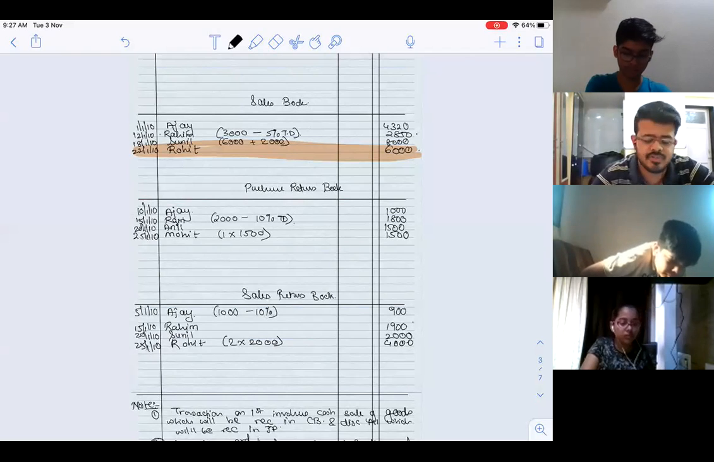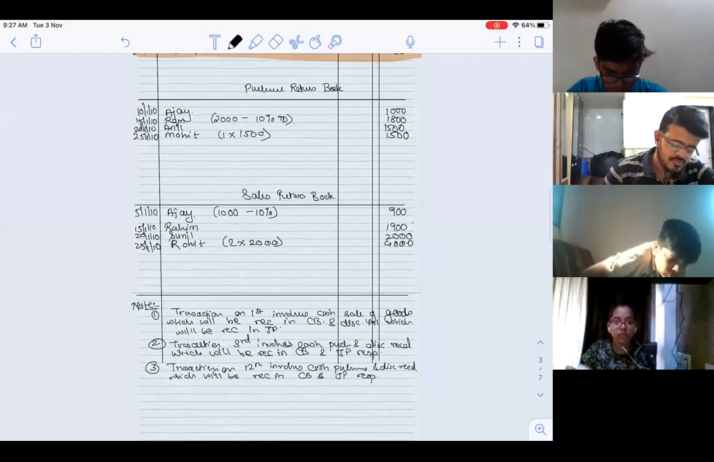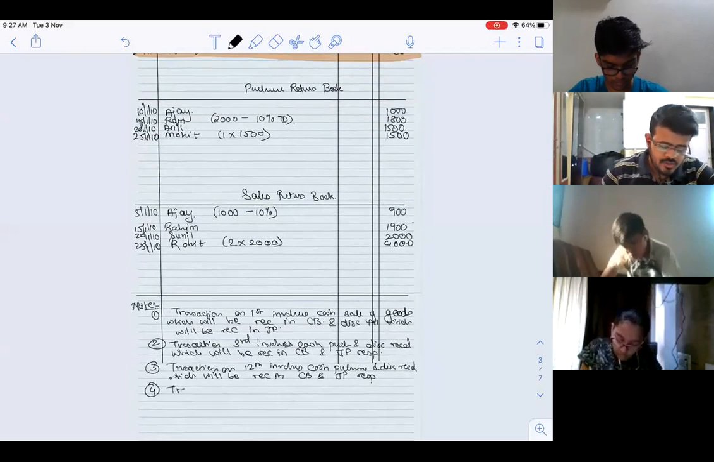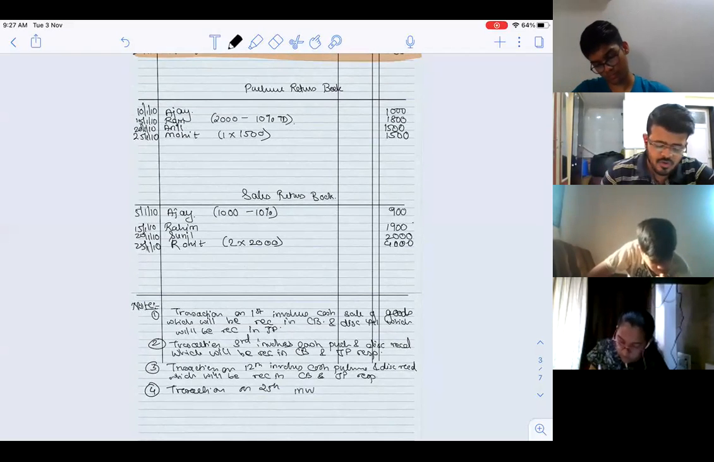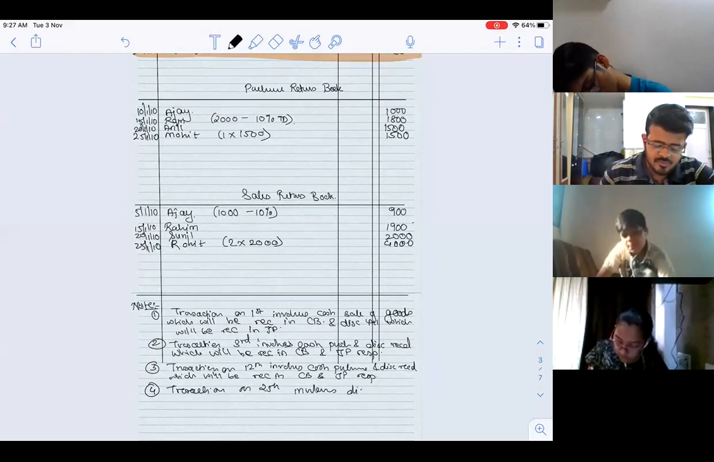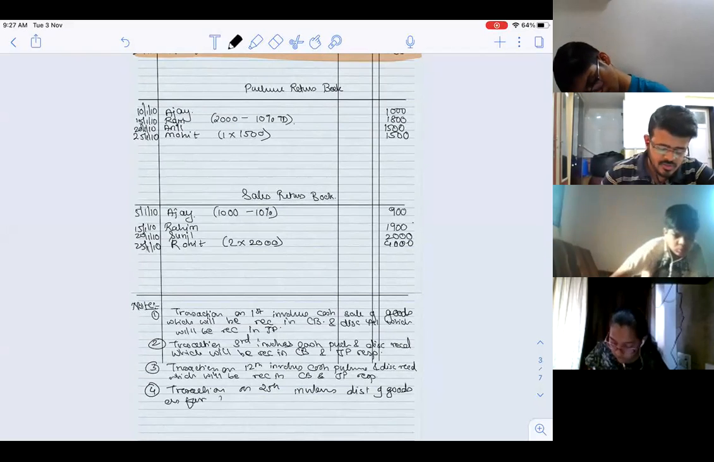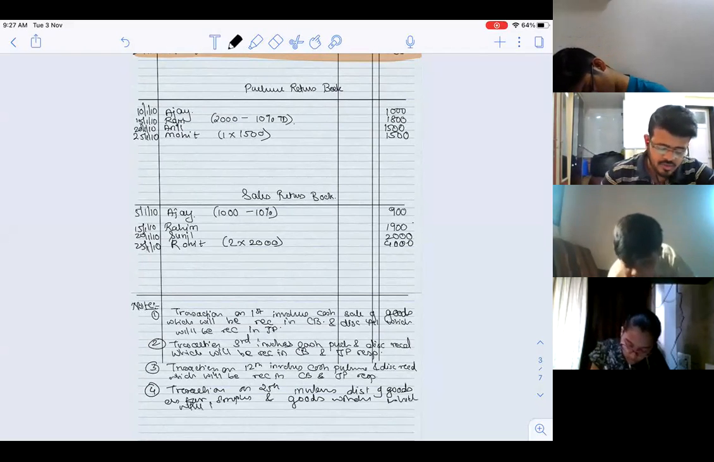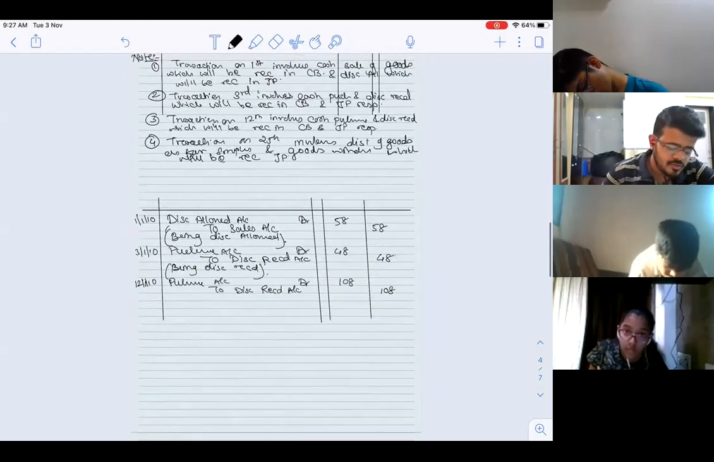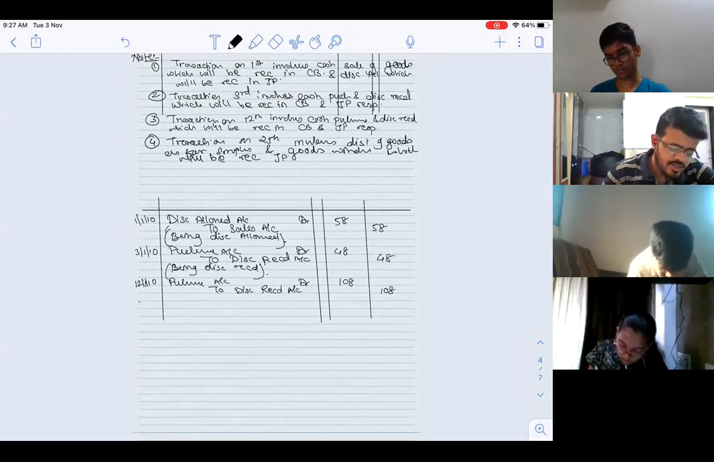Then goods of 2,000 withdrawn for personal use and 3,000 distributed as free samples. Which book? Journal proper. Journal proper. Transaction on 25th involves distribution of goods as free samples and goods withdrawn, which will be recorded in journal proper, या फिर you write the entries in JP.